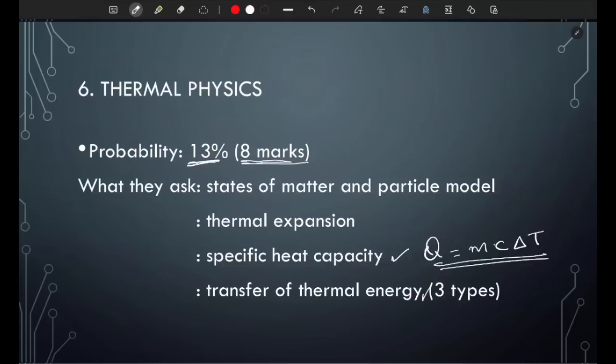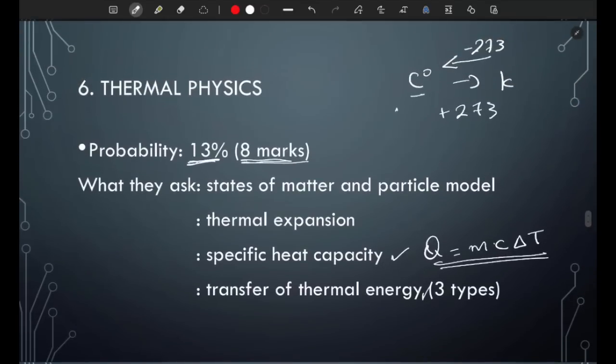What's also been increasingly popular is conversion between degrees Celsius and Kelvin. To convert from Celsius to Kelvin, you just add 273. And from Kelvin to degrees Celsius, just subtract 273. This is a simple conversion, but I've seen it come up a lot.